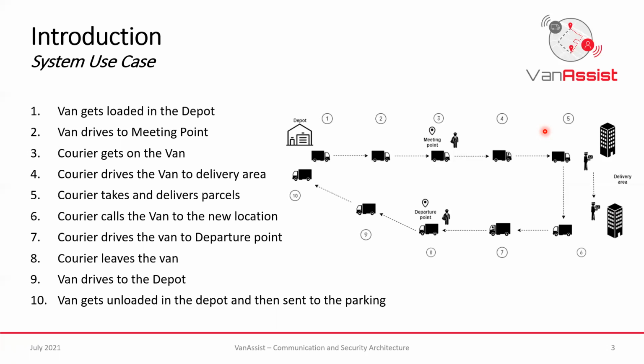And this step number 6 is performed several times until the parcels are finished. When the parcels are finished, the courier drives the van to the departure point. At the departure point, the courier leaves the van, and then the van autonomously drives to the depot. At the depot, the van gets unloaded if some parcels are still remaining. And in the end, it's sent to the parking. So this is the whole overall use case of the Abdolinezhad system.